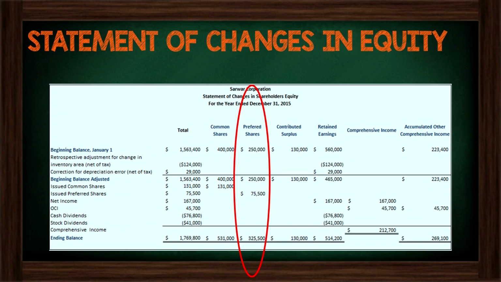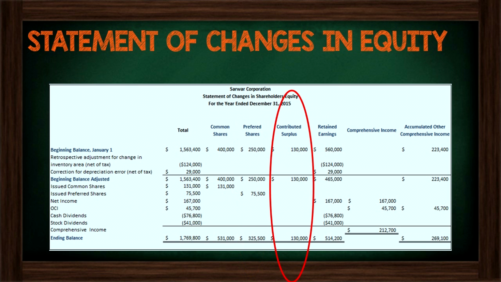And there are some technical differences for the shareholders who hold those particular shares, but there is absolutely no difference between the two in terms of how we prepare the statement of changes in equity. Okay? List the beginning balance, add any issuance of common shares or preferred shares, and then find out our ending balance. And that's it. The third step here is to show our contributed surplus account.